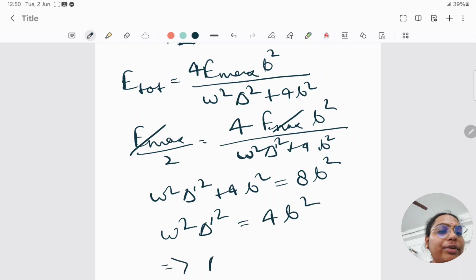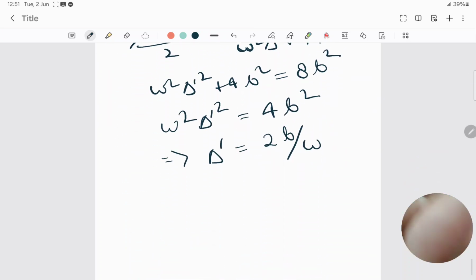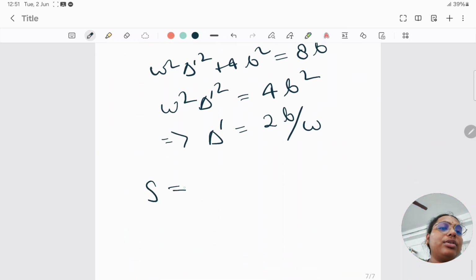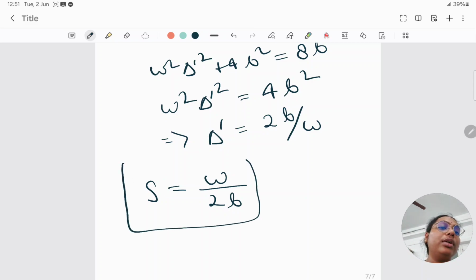So what will be del dash? You can write it as 2B by omega. So what will be the sharpness of resonance? Sharpness of resonance will be omega by 2B, because the sharpness of resonance will be the reciprocal of the delta. So this will be omega by 2B. Omega is the natural frequency of the oscillator, B is the damping constant.